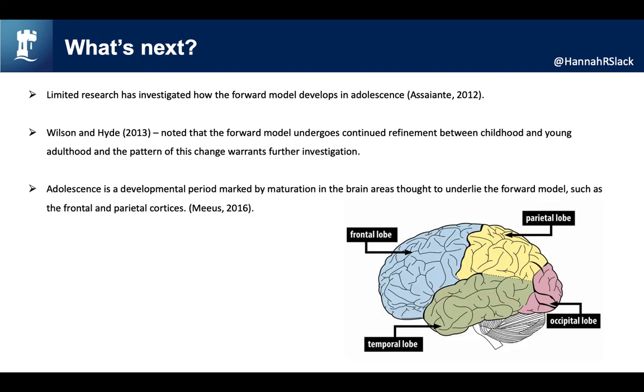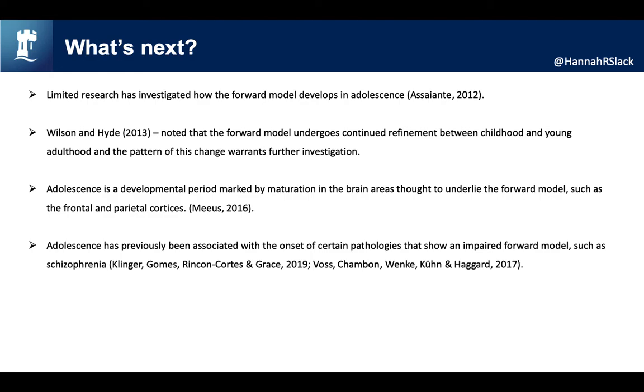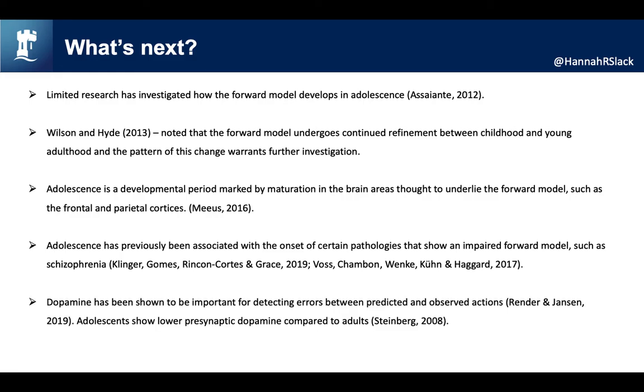Similarly, adolescence is a developmental period marked by maturation in the brain areas thought to underlie the forward model, such as the frontal and parietal cortices. Adolescence has previously also been associated with the onset of certain pathologies that have shown an impaired forward model, such as schizophrenia. And again, dopamine has been shown to be important for detecting errors between the predicted and observed actions. Adolescents show a lower presynaptic dopamine level compared to adults. So taken together, this all suggests that adolescence is crucial for forward model development, yet no one has studied how the forward model develops during this period.